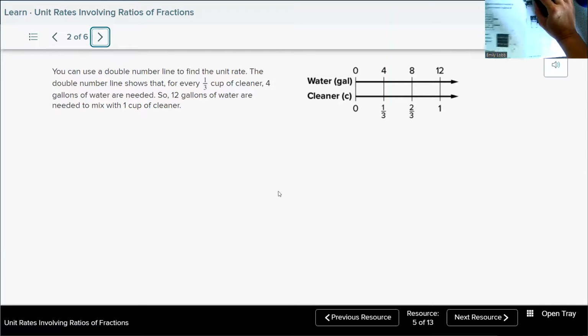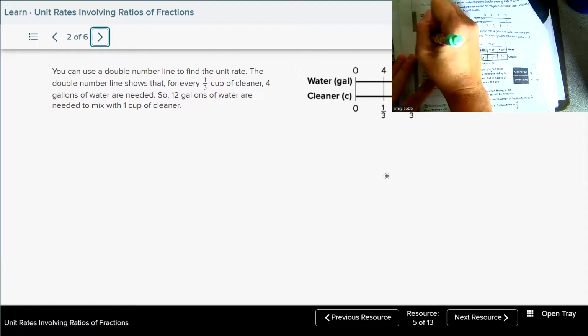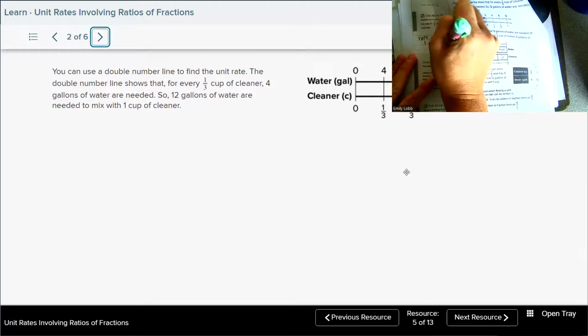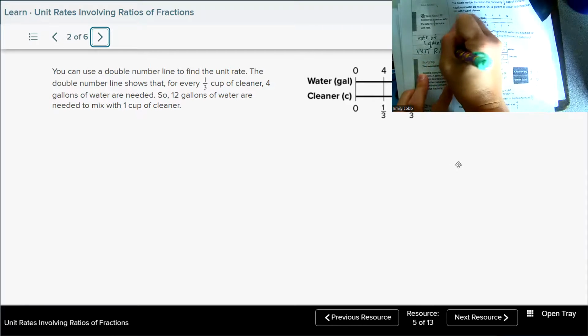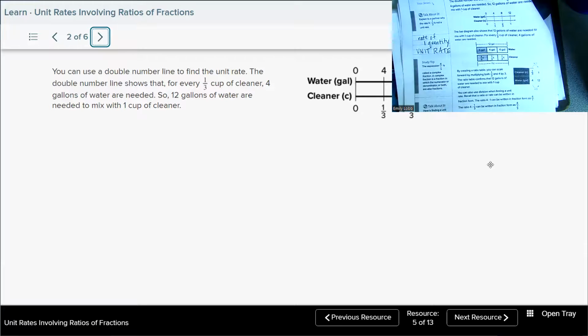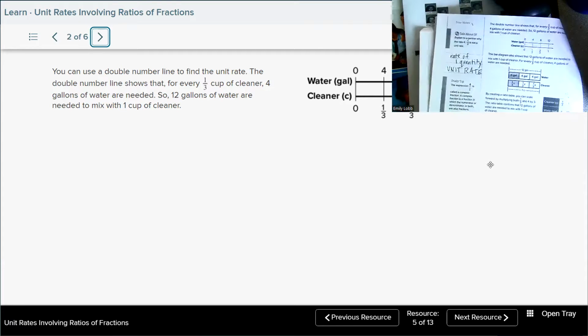Remember, a unit rate is a rate of 1 quantity. So the rate of 1 quantity is our unit rate. And this is a quantity of 1/3, right? How much we need if there's a third. We want to know how much we need if there's 1. All right. Let's make it a bit smaller.